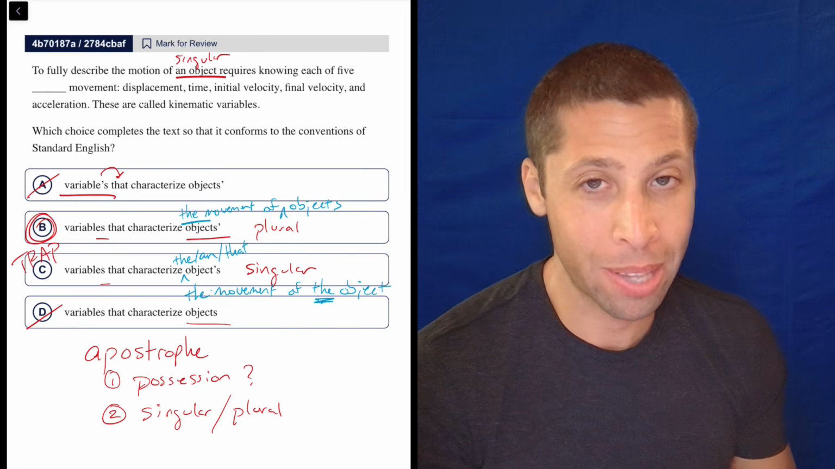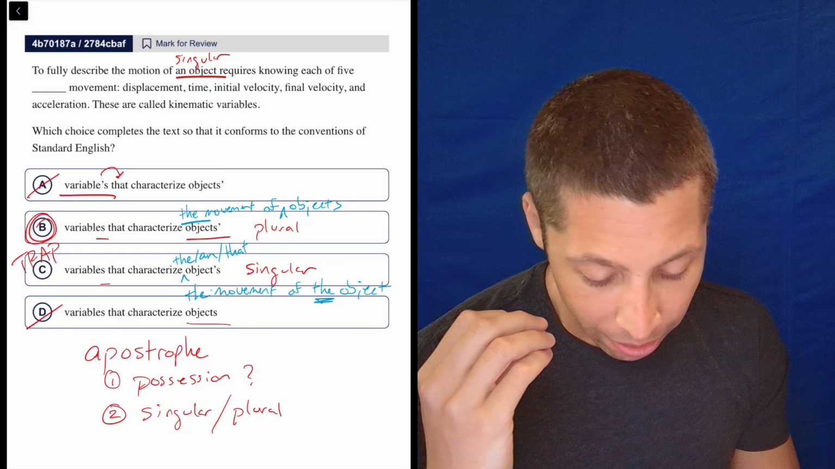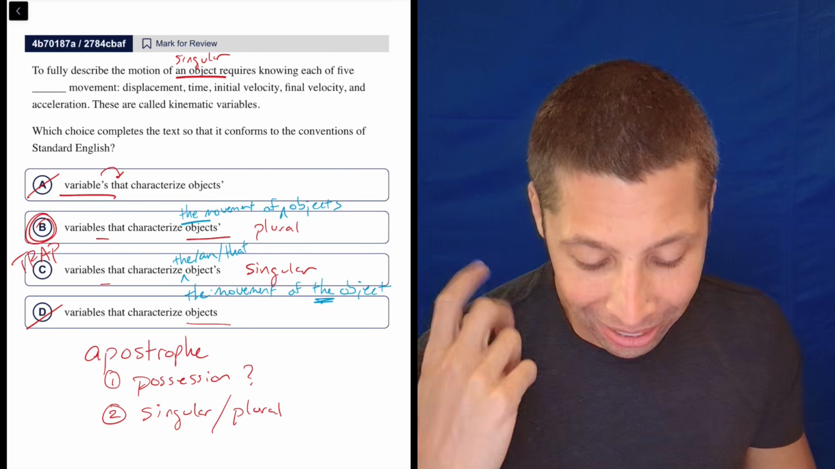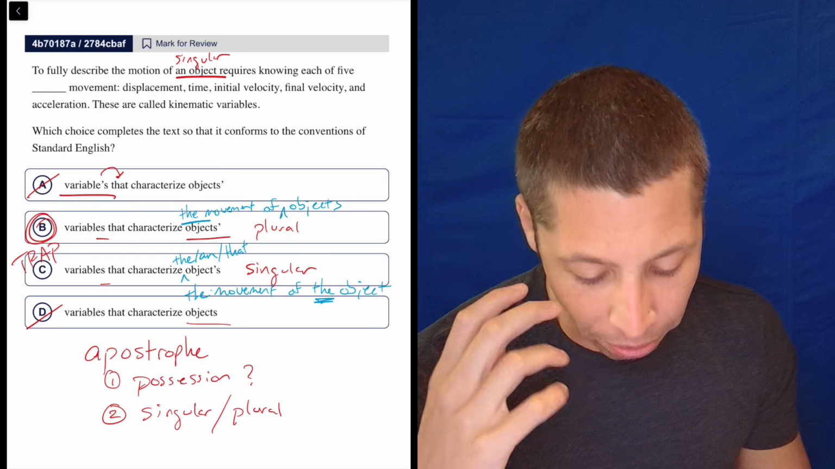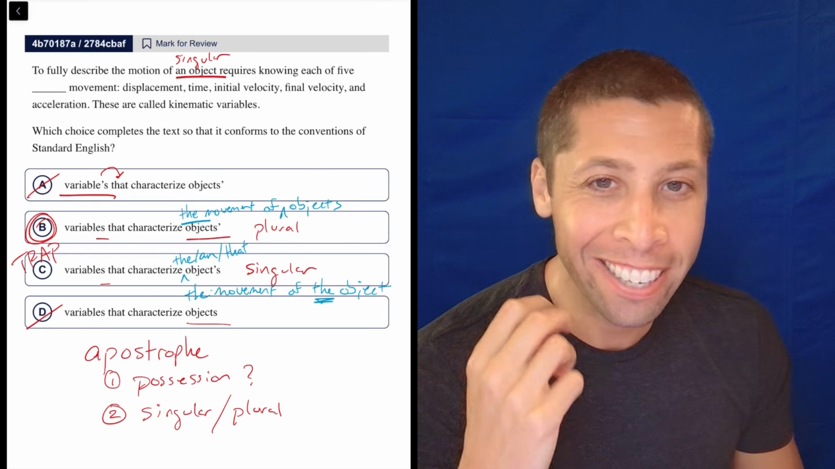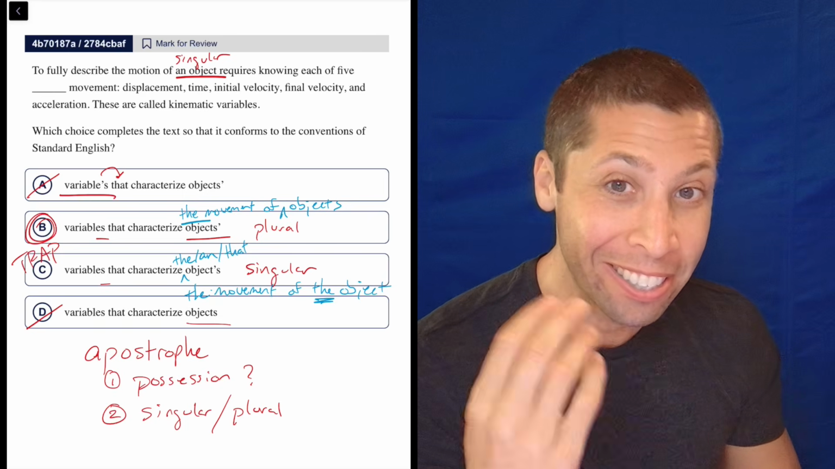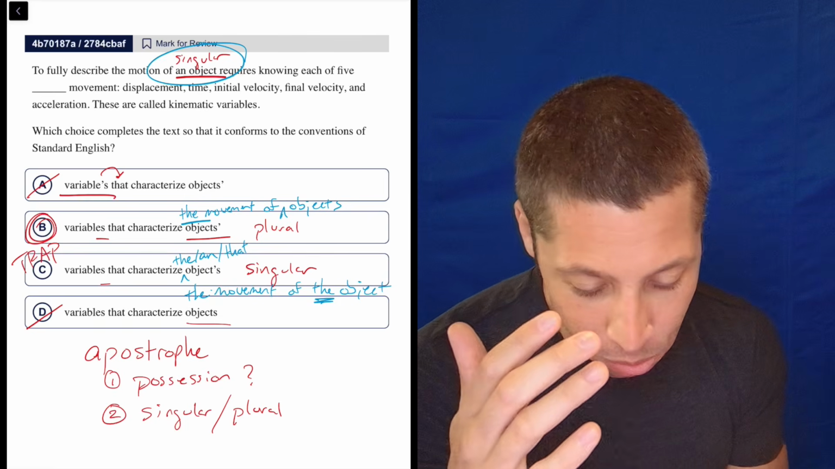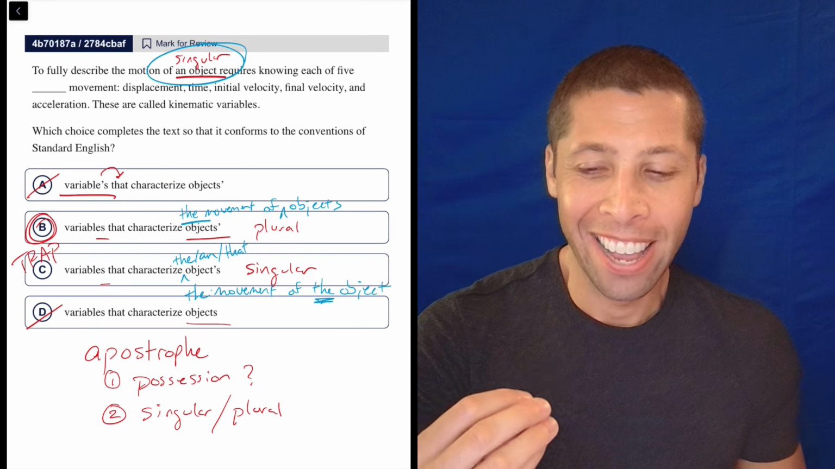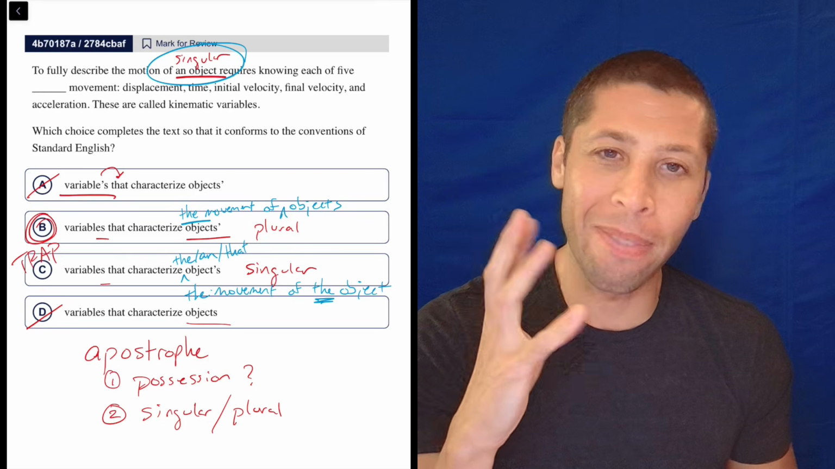This is basically what needs to happen here. Try to read this sentence without the. You can't do it. If it's a singular object, you can't do it. It just doesn't sound good. "To fully describe the motion of an object requires knowing each of 5 variables that characterize the movement of object." Right? It needs something. It needs a "the." It needs an "and." It needs a "that." It needs something that's going to point us back to the singular object that we referred to earlier in the passage.